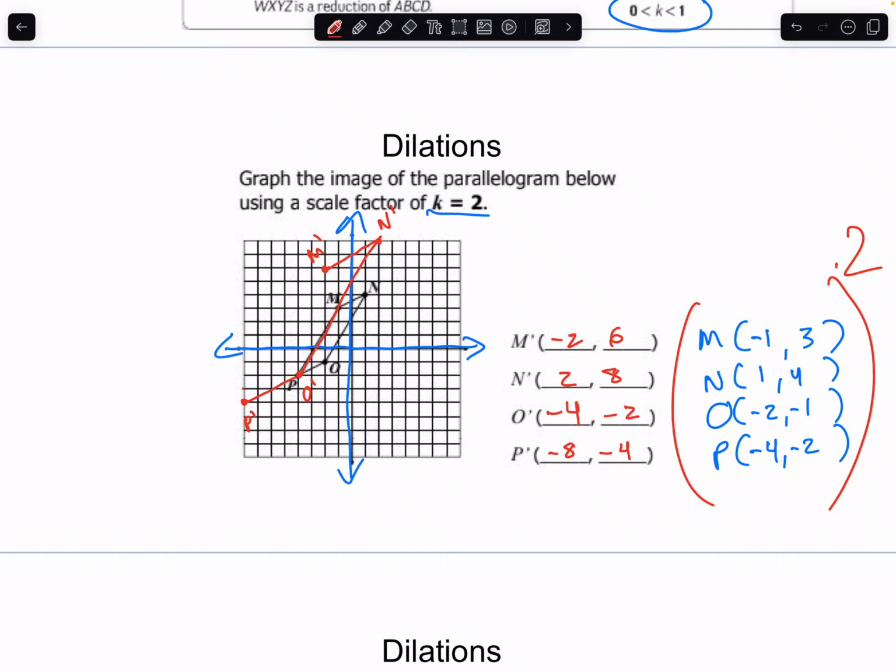Notice how this image is twice the size. If I actually found the distance between these points, M and N, using the distance formula, I can compare those two lengths and see how they are doubled in size. So everything here is doubling: the lengths, the location of the points, everything is times 2.